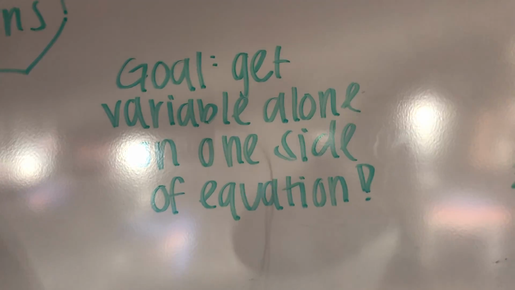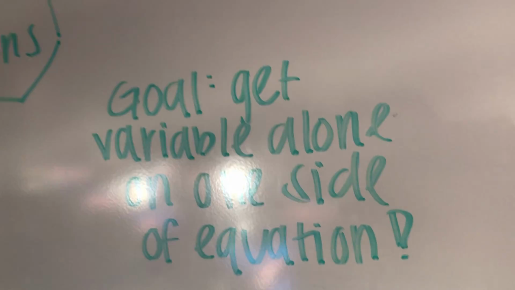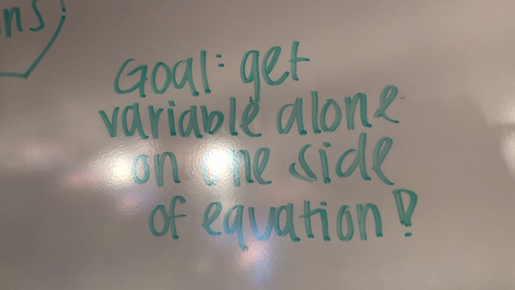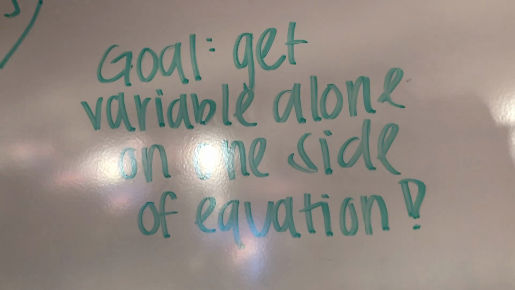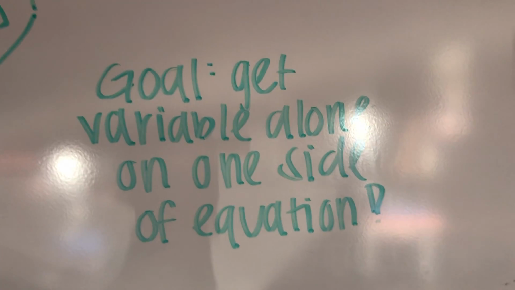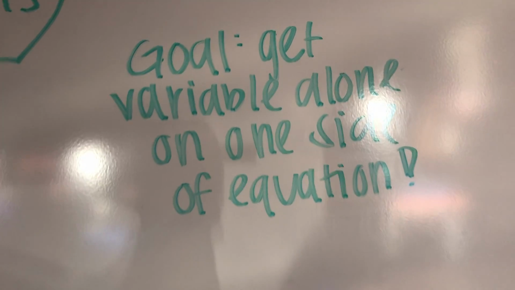In these problems, our goal is to get the variable alone on one side of the equation. So we want to get x by itself, m by itself, whatever it may be. I'm going to show you a couple examples today, and I'm going to keep the lesson a little bit on the shorter side, but we will be getting into more detail with these problems next week as well.